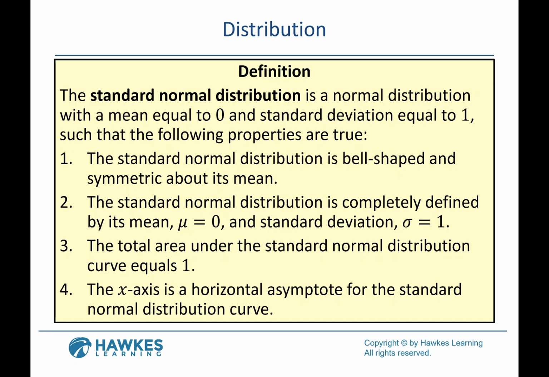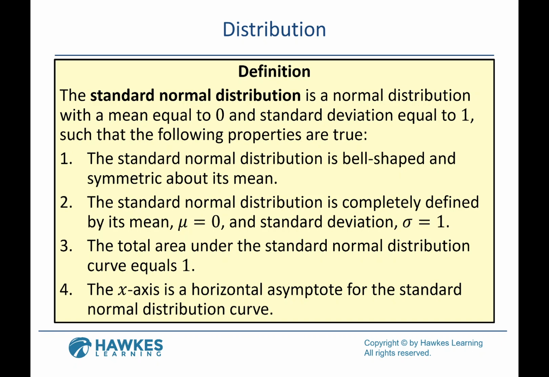So what makes a standard normal distribution special? What makes it the standard? Remember, to define a normal distribution, we have to pick a mean and a standard deviation. So what we've done with the standard normal distribution is we've chosen a mean of 0. That means the middle of our curve is at 0. And then the standard deviation is 1.